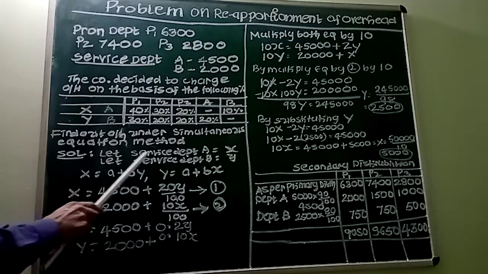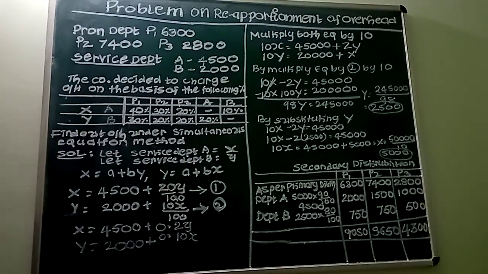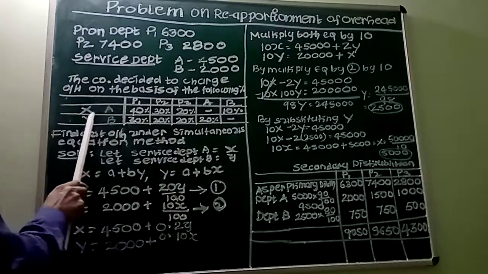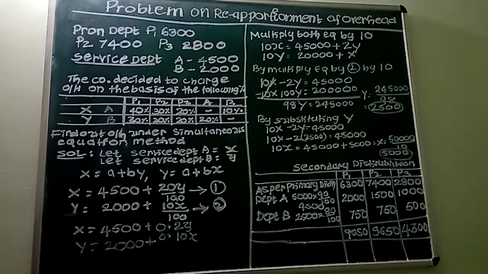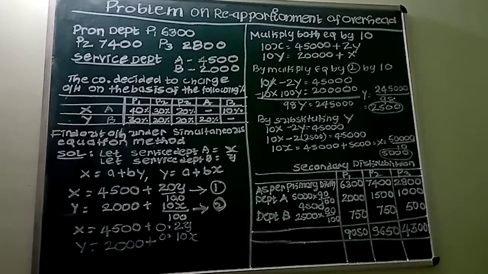Let service department A be equal to X. We have already taken it as X. And let service department B be Y. This is very important. We have to solve the two simultaneous equations. X, which is service department A, is equal to A plus BY, and Y is equal to A plus BX. So this is very important.